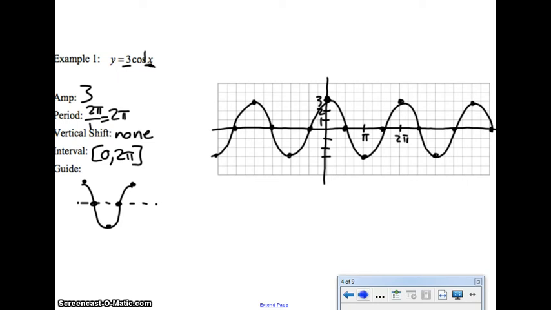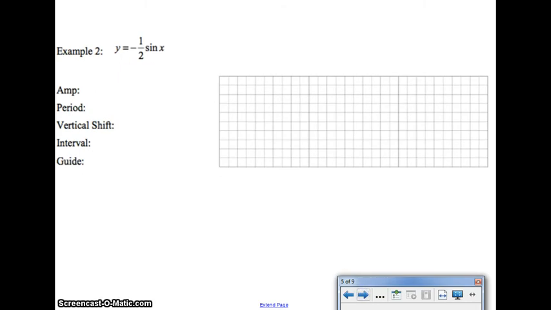All right, let's look at another example here. This time I have 2 different things going on. I've got that negative and the 1/2. So my amplitude is going to be 1/2. My period, since there's nothing going on with the x, is still just 2 pi. Still no vertical shift. My interval is still 0 to 2 pi because I'm just taking the sine of x. But my guide is going to look different. My guide is basically going to flip upside down.